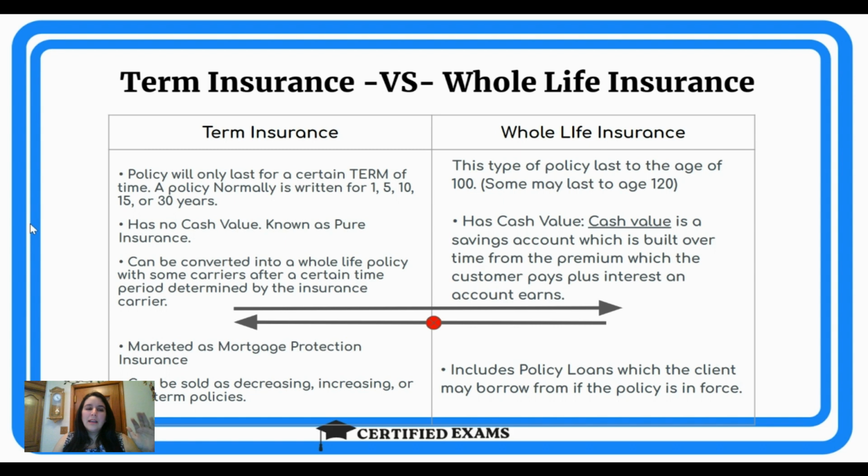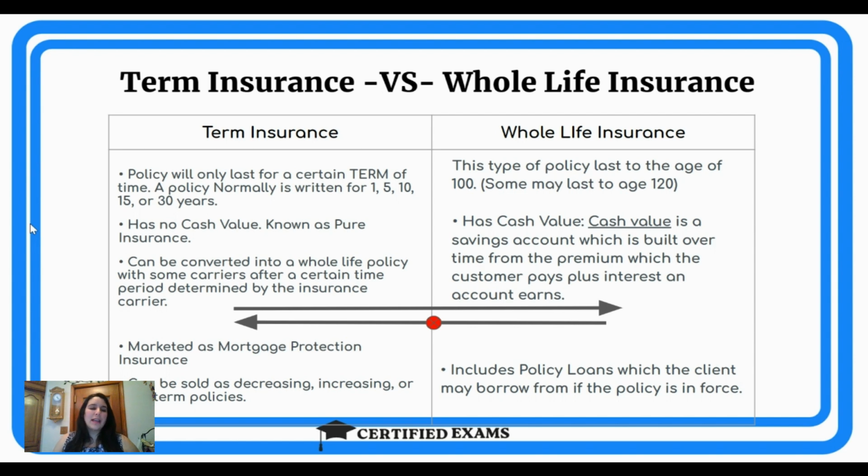And again, I can get into that a little bit later on and in more detail in my classes. So, anyways, term policies last for a term of time, typically 1 year, 5, 10, 15, or 30 years. Very rarely have I personally ever seen anything in between that. But what happens if the individual does not die within that term of time? Basically, the policy expires and the individual lost their money.